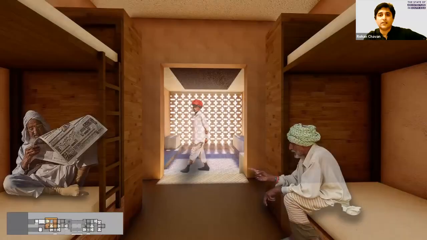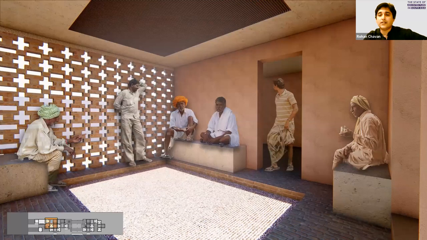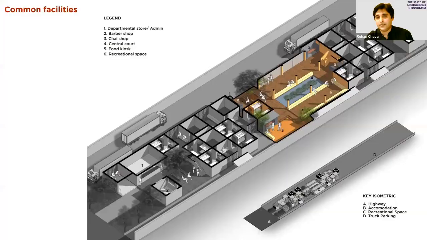And these are the courtyards. Again, to combat the heat of Rajasthan, we've used jalis and courtyards, which are very intimate and cut the heat. The courtyards are shared by 8 drivers, so they form a certain kind of relation with each other when they're staying here. They become friends, or may not become friends.